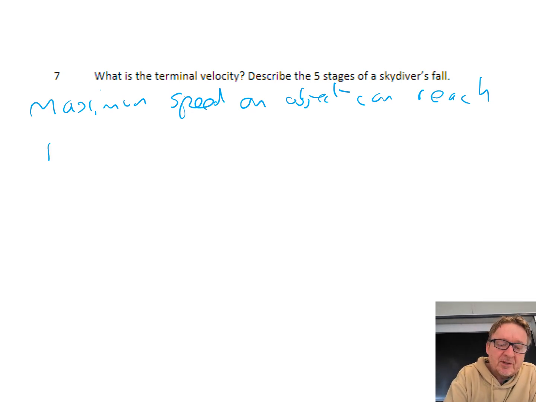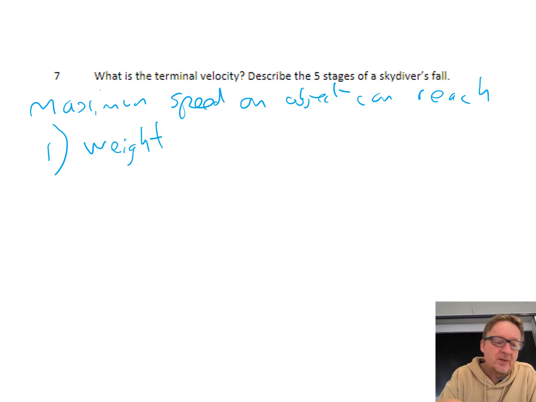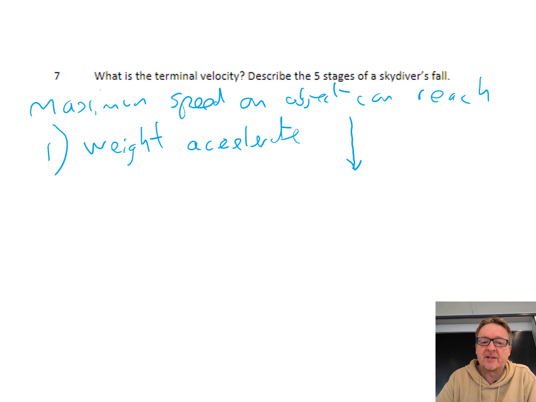So I'm going to do this in very brief bullet points. He jumps out, and you can look at any diagrams that you're given. The weight makes him accelerate down. So there's the weight arrow. The weight is then making him accelerate down. That is stage 1.